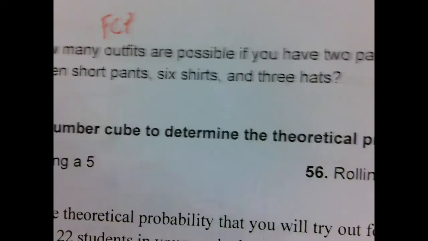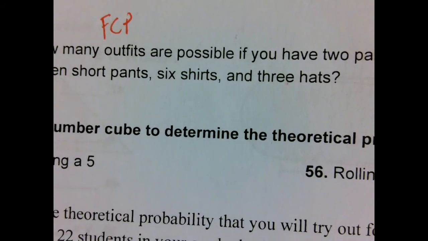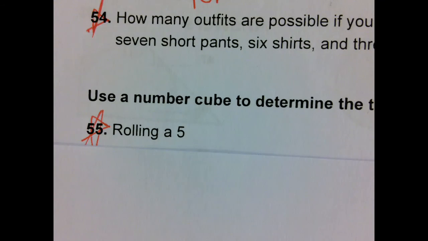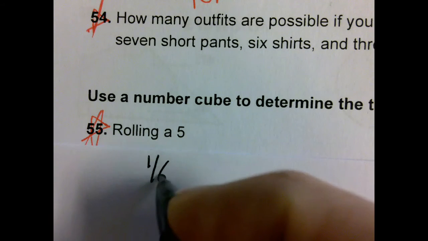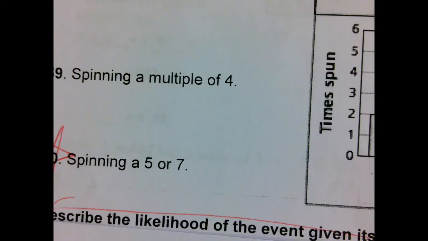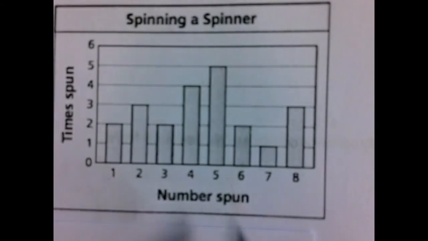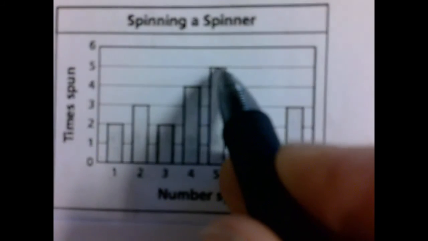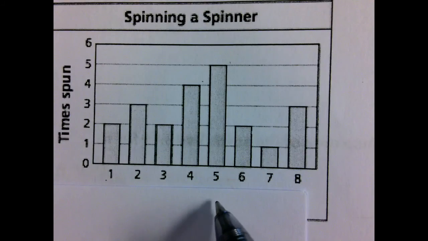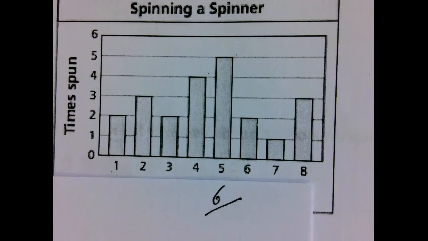Do you want to make the note that the word theoretical probability means just normal probability? Same thing on 55. What's the probability you roll a 5 on a number cube? 1 out of 6. What is the theoretical probability of rolling a 5? 1 out of 6. Down here, experimental probability. How many times did you get a 5 or a 7? So over here, we got a 5. Experimental probability, we got it 5 times. We got a 7 once. 5 plus 1 gives me 6.